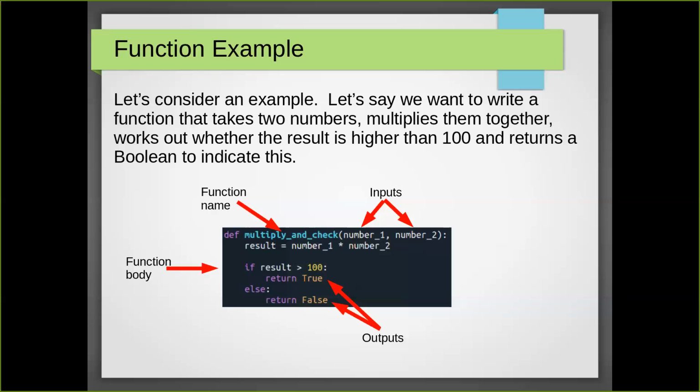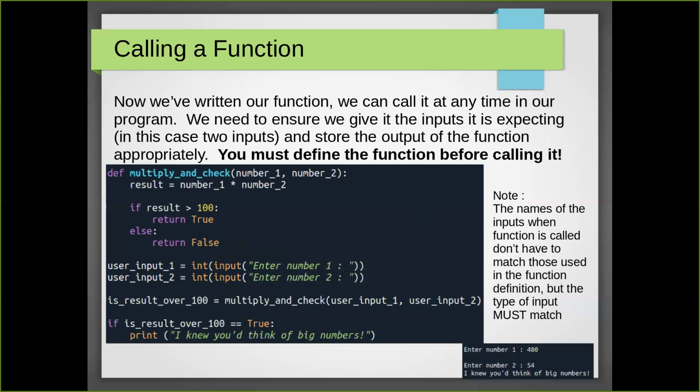You're just telling it, by defining, that when I tell you to multiply and check, this is what I want you to do. I want you to take two numbers, multiply them together, and then give me back a Boolean value that's either true or false, depending on whether the result is greater than 100. But it won't do that until you call it. So we also need to call the function.